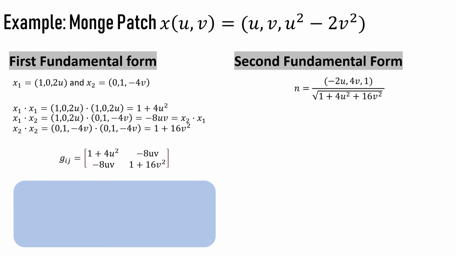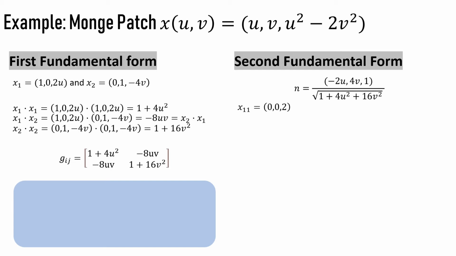N is a normal vector to the coordinate patch or simple surface in M, and you can calculate this as x1 cross x2 over the norm of x1 cross x2. And remember from the previous definition, we say it is a coordinate patch if x1 cross x2 is not equal to 0. And see here, (minus 2u, 4v, 1) is certainly not equal to 0. That's why this Monge patch is a surface.